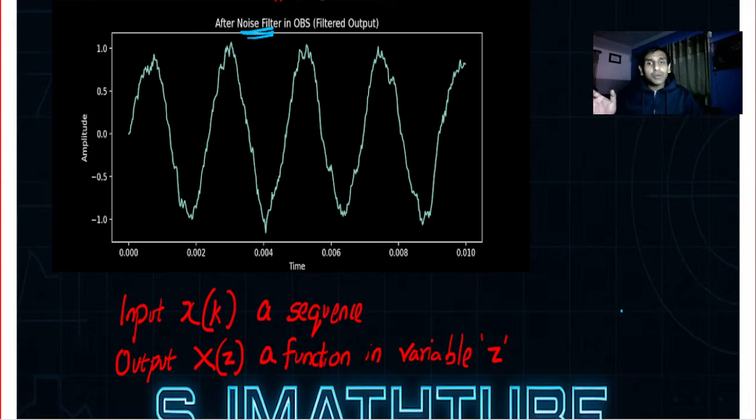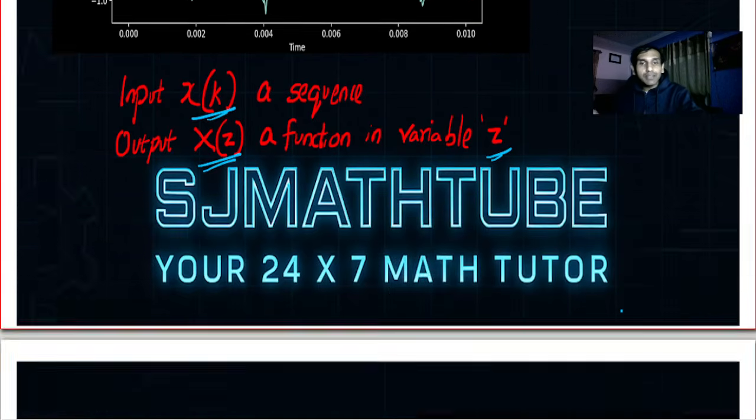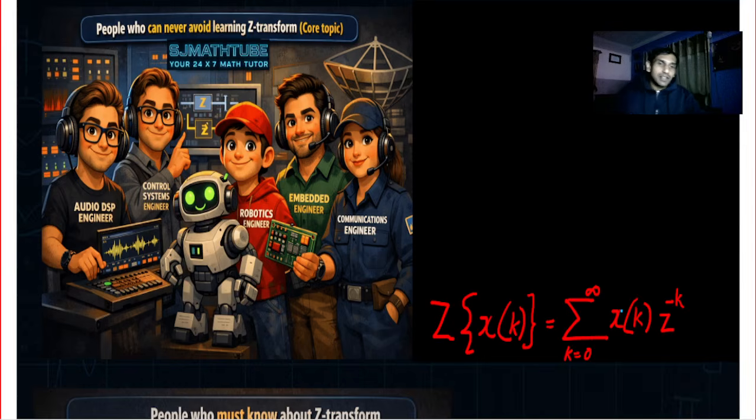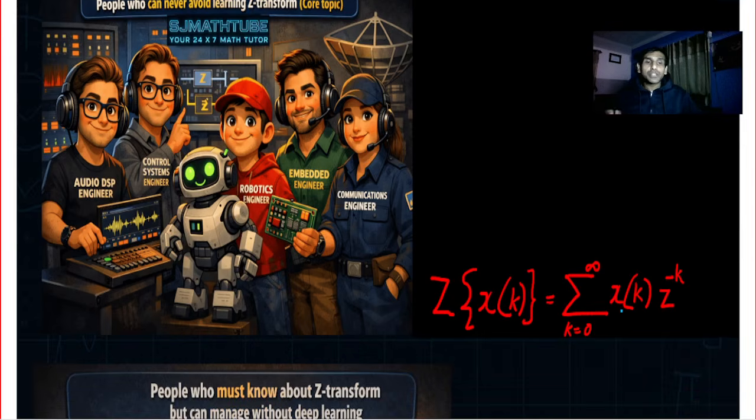So once more, let's focus on the math part. Those who are learning digital signal processing, maybe in your third year, fourth year, will learn more about this. So the input is a sequence and the output is a function in the Z domain, and the formula is given by sigma k equal to 0 to infinity, the sequence multiplied by Z power minus k.